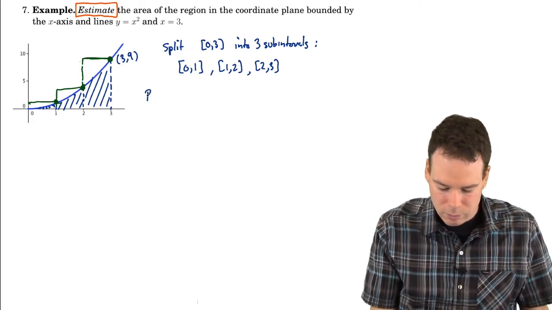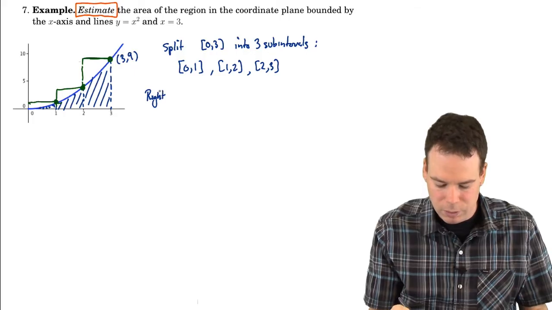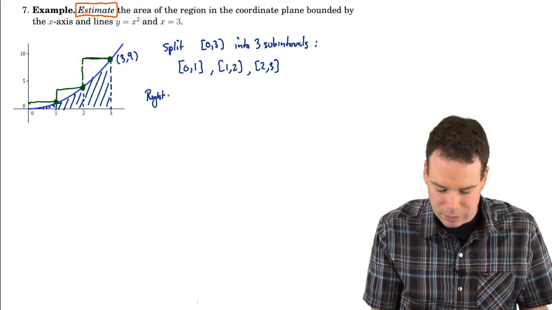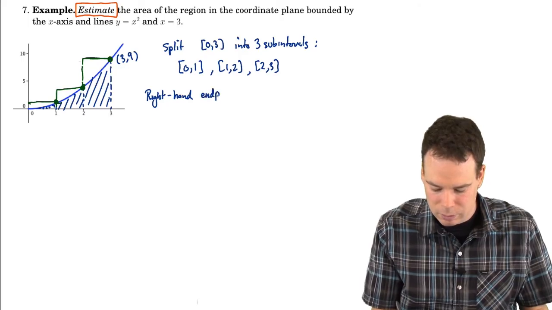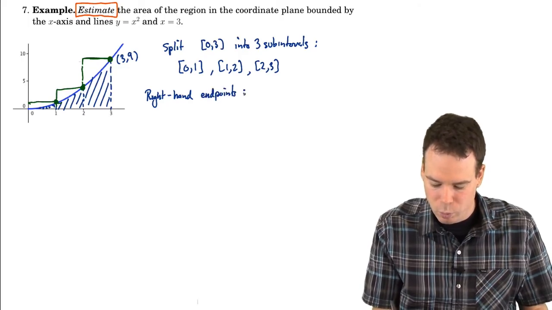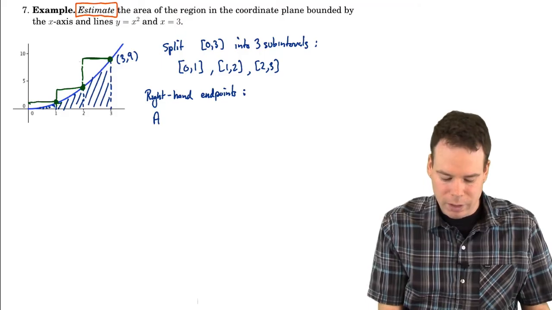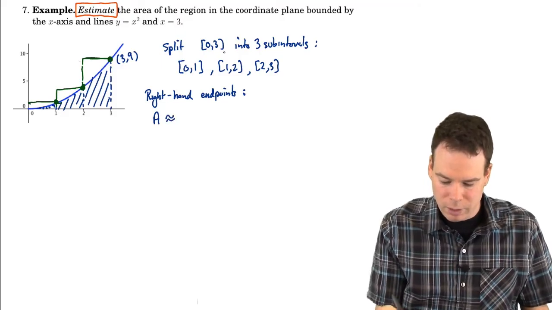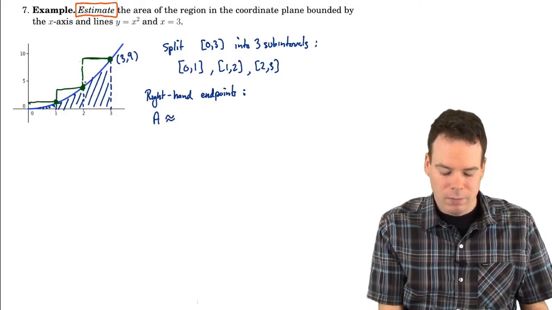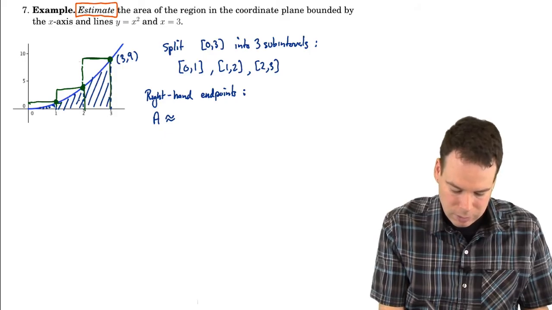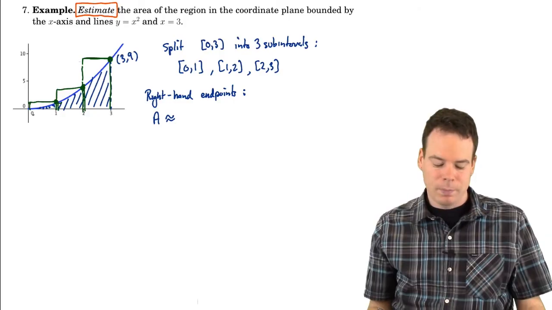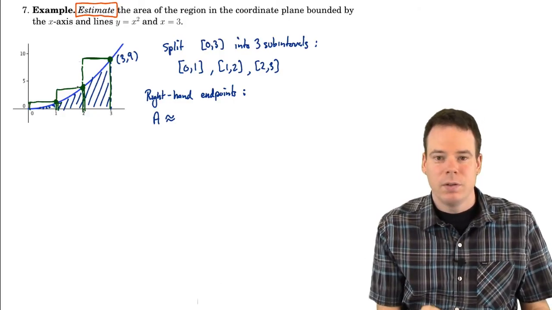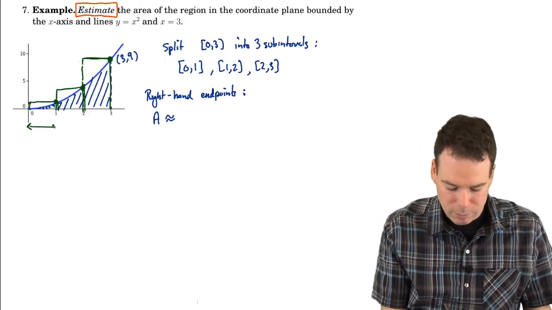So now we're going to work out the areas of these rectangles. These are our right-hand endpoints. And what do we get? We get that the actual area, the area of the blue region, is approximately the area of these rectangles. Let's extend them down here so you see that it's these whole rectangles we're using. What are the areas of these three rectangles? Well, each one of them has a base of 1.